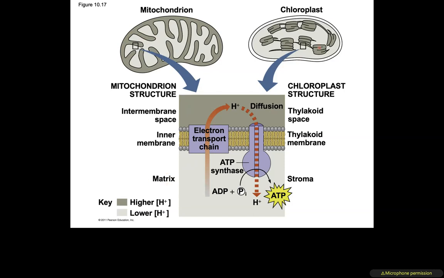Now, when you compare it, look at the chloroplast. So just ignore this side now. Now look at the chloroplast side. So when you look at the thylakoid, you see the thylakoid space is dark gray. And so here is the thylakoid space. And then this represents the thylakoid membrane.